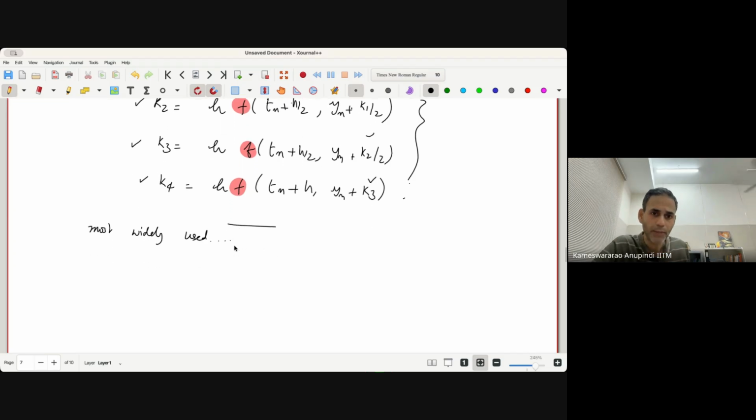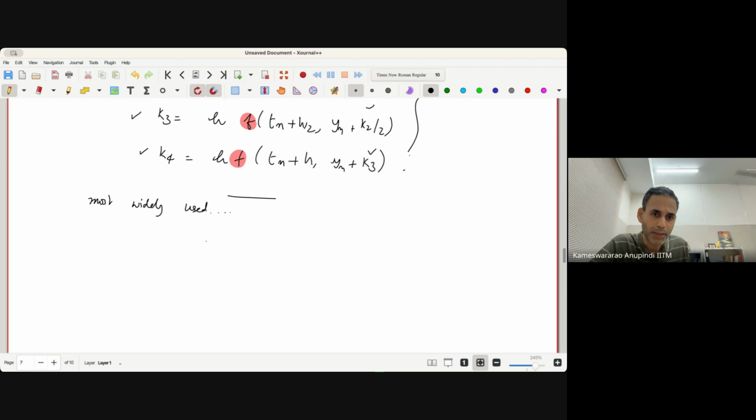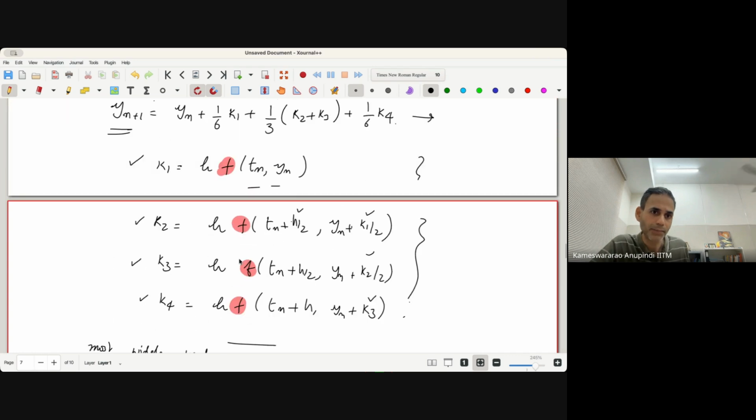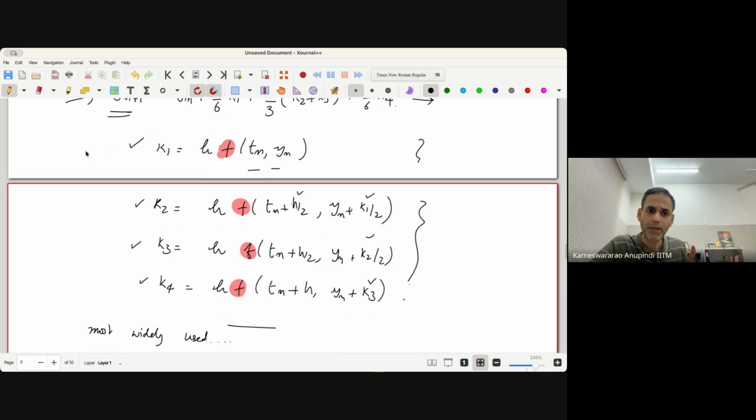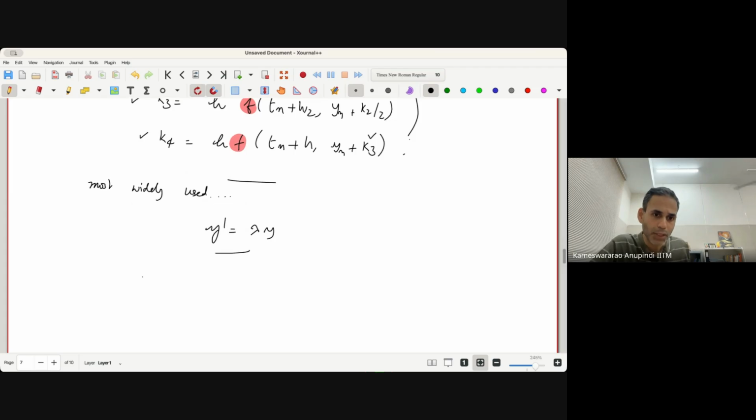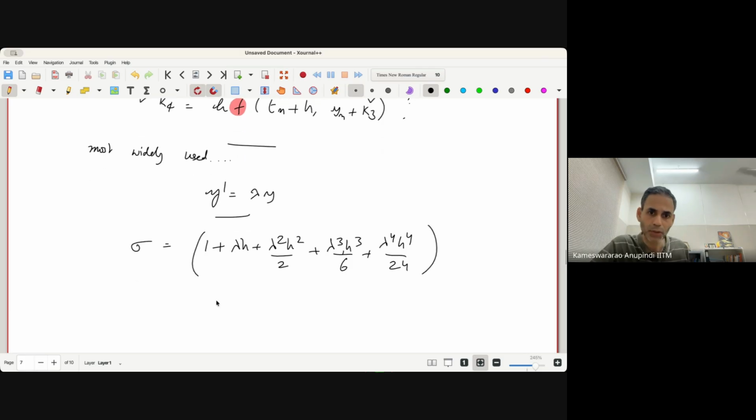Okay. Now, if you want to apply the model problem, that is y prime equals lambda y, right? Then write k1, k2, k3, k4, and then substitute into yn plus 1, just like the way we have done it for the RK2. Then what you're going to see is sigma equals 1 plus lambda h plus lambda square h square by 2 plus lambda cube h cube by 3 factorial, that is 6, plus lambda power 4 h power 4 by 24. Okay, so this is what you're going to see for sigma.